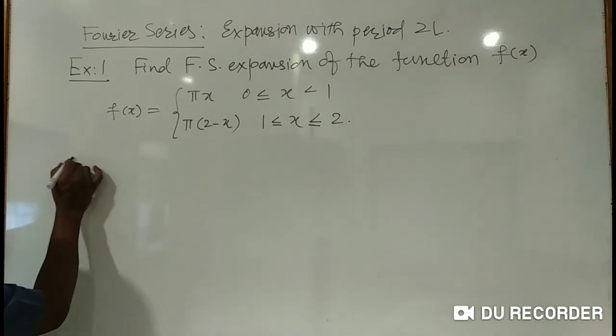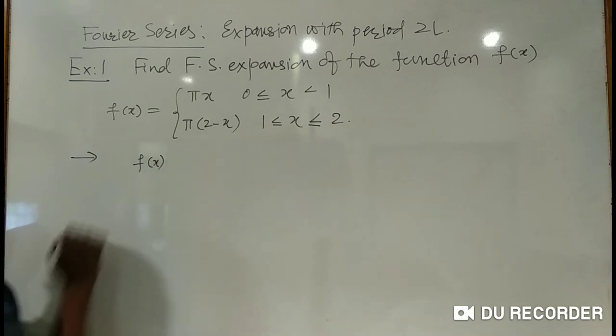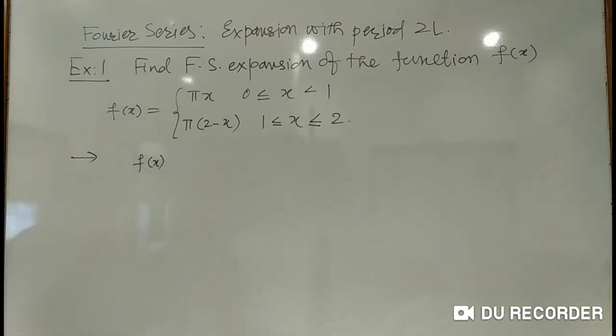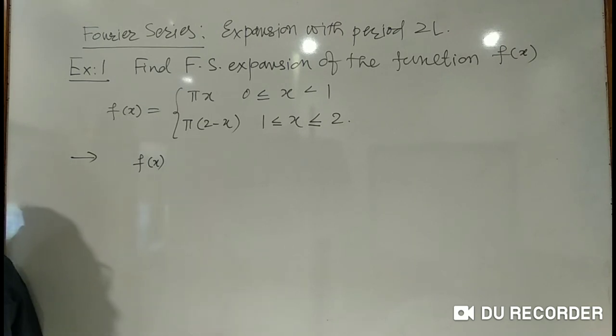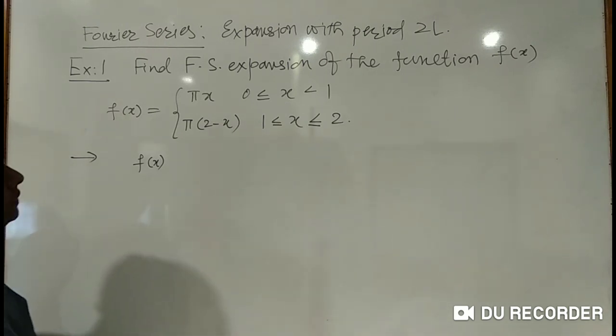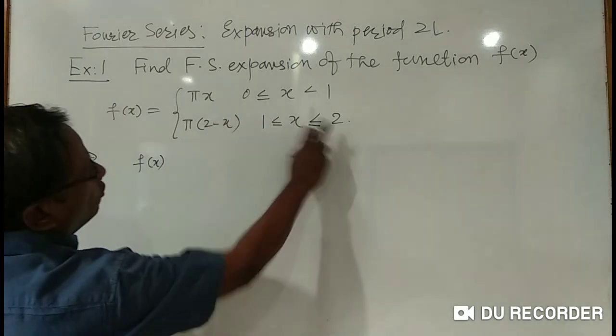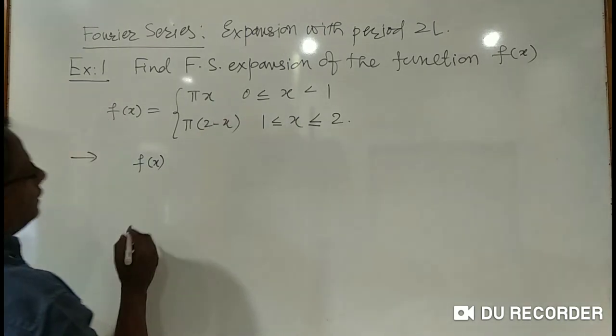As we all know, the Fourier series expansion of any function f of x is given by f of x equals a0 by 2 plus summation an cos n pi x upon L plus summation bn sin n pi x upon L. And since here in this case the half period L is 1, because the period is 0 to 2, that is 2. So L is 1.